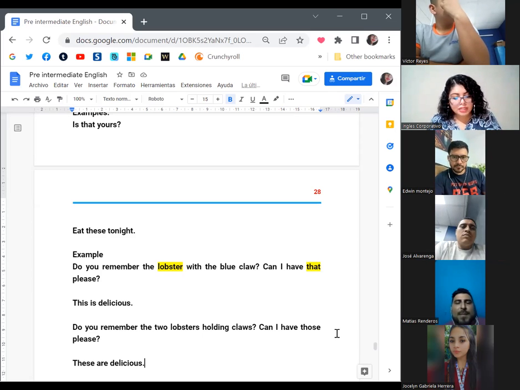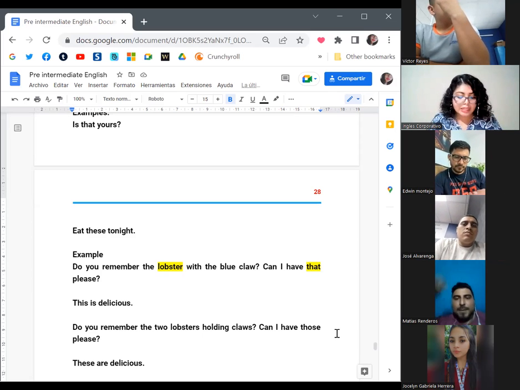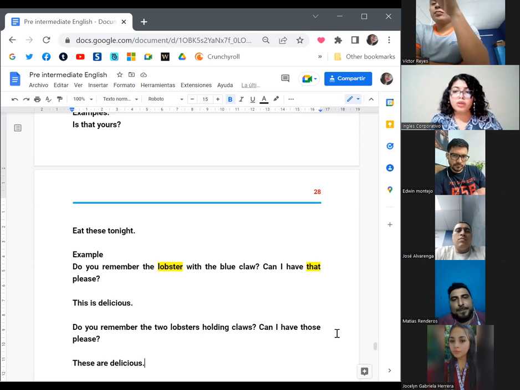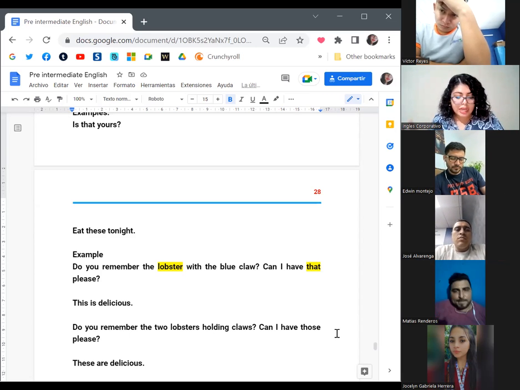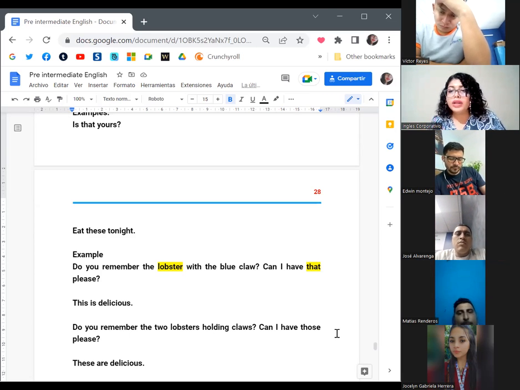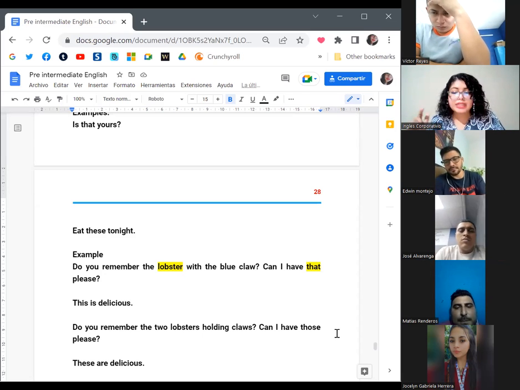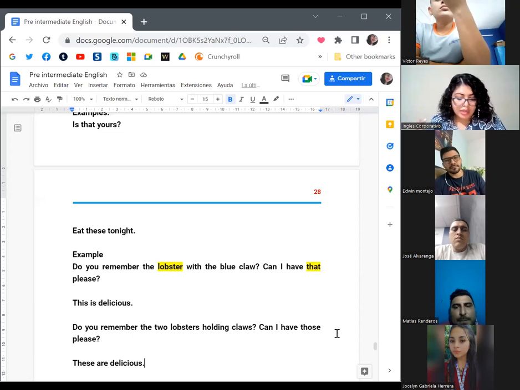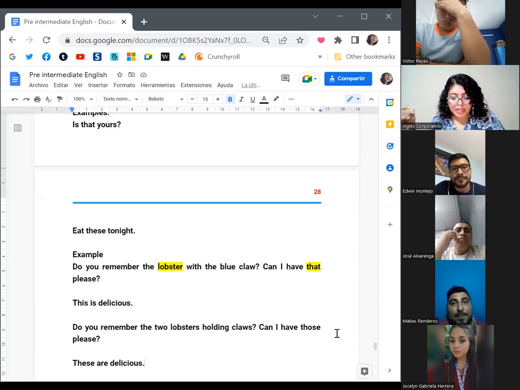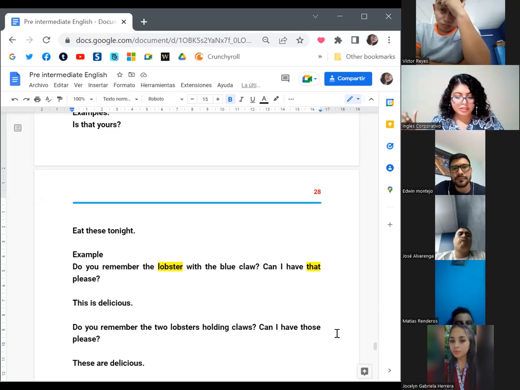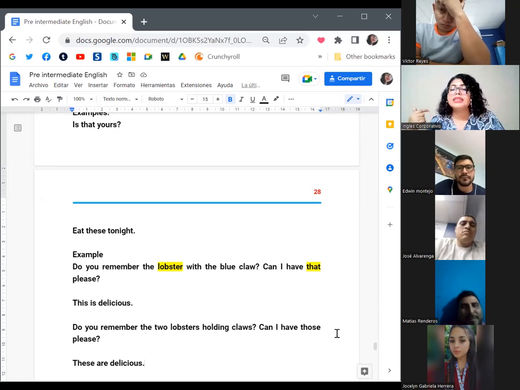As well as telling us whether its antecedent is singular or plural, a demonstrative pronoun also tells us whether its antecedent is near or distant. That and those stand in for distant things. The lobster in the tank. This and these stand in for near things. The lobsters on the plate.